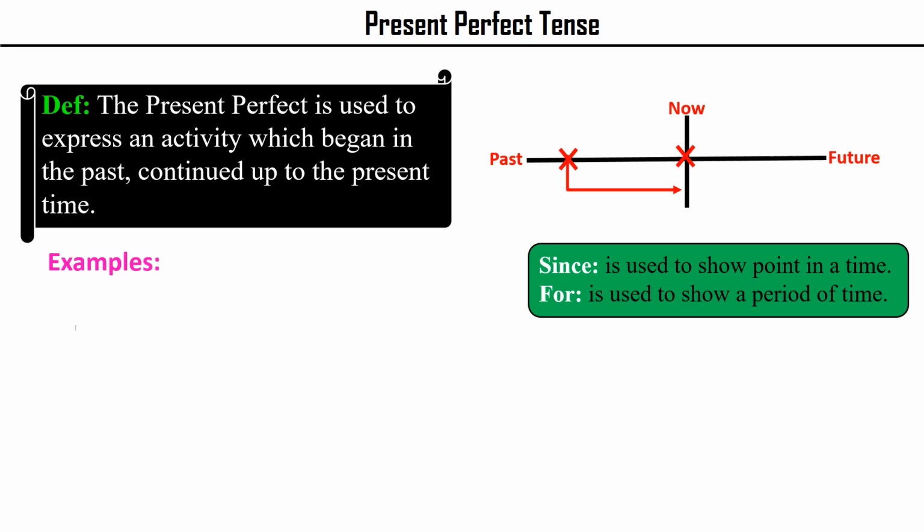For example, I have been a doctor since 2010. I started to be a doctor 11 years ago. Now it is 2021, and I started to be a doctor 11 years ago, and I am still a doctor. I have been a doctor since 2010. The action started in 2010, but the action is still true. I am still a doctor.